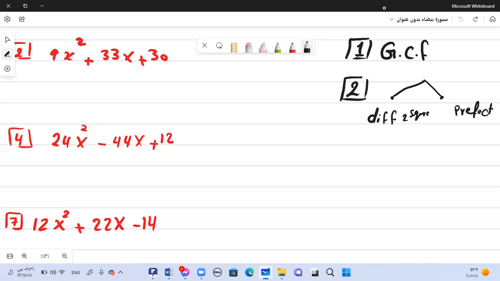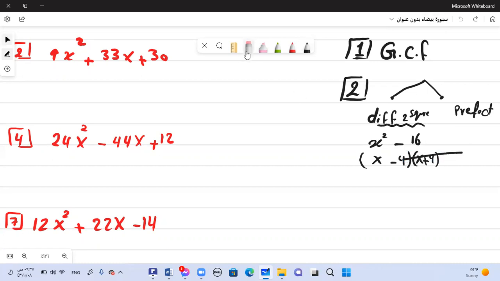Okay, what about the difference between 2 squares? If we have two terms, with a subtraction between them, and you can find the root of the first term and the root of the second term, it means that it is the special case difference between 2 squares. Okay, this part is the revision. Yes, 2 terms, subtract between them, you can find the root of the first one, x, and the root of the second one, which is 4, and you can open another bracket. This represents the special case difference between 2 squares.